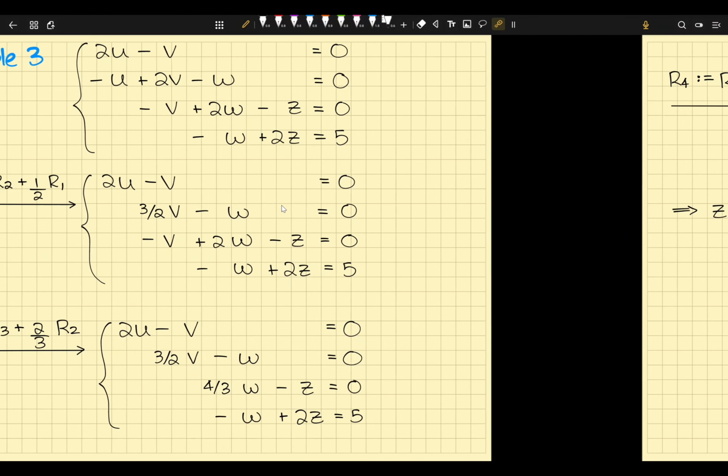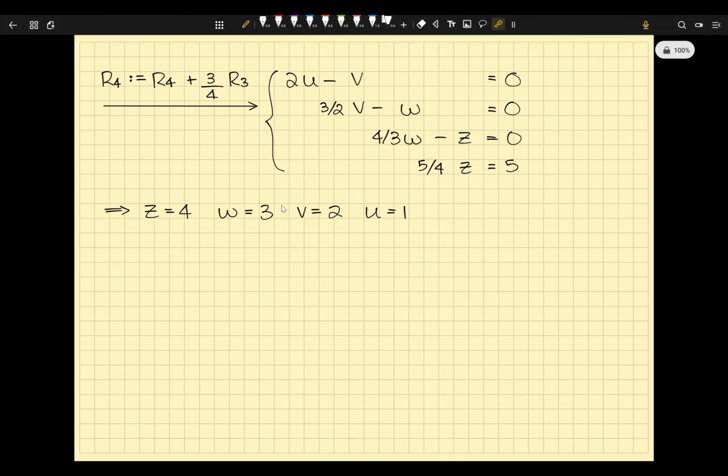We're continuing to use our elimination trick, and then finally we eliminate one last time. Again, we end up in this sort of staircase formation. We can quite easily solve for Z and then back substitute: substitute in for z to solve for w, plug in w and solve for v, plug in v and solve for u. So we eliminate and then we back substitute.